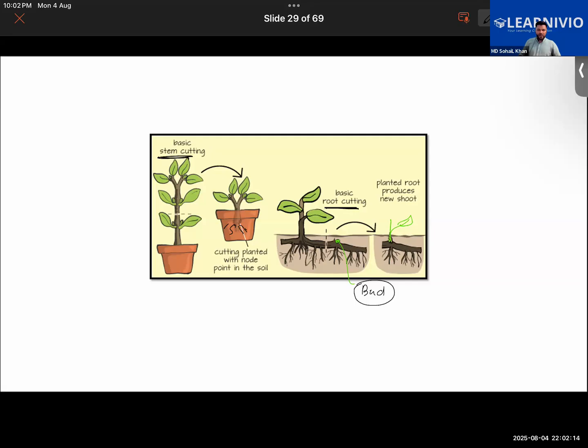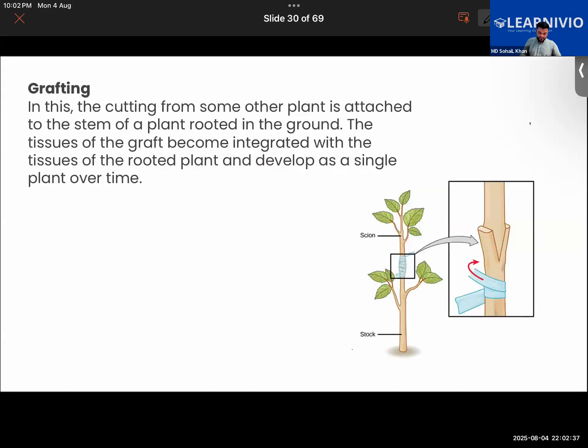Yes, see, it's done for some of the fruit trees. For grapes, it is done. For sugarcane, it's done. Getting it? We have examples of some species of lemon and tamarind that can be propagated using the root cuttings. Getting it, guys?